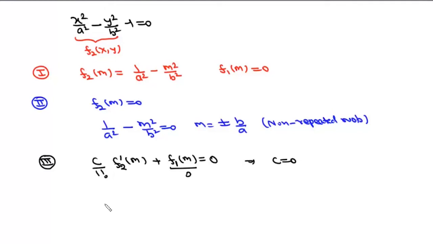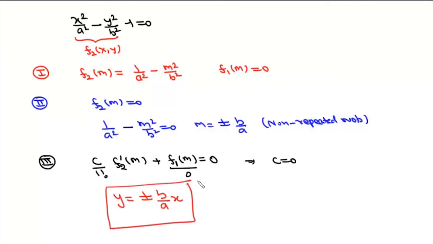So for this hyperbola, the equation of asymptotes is given by y equals mx plus c. So it will be y equals plus minus b upon a times x, and plus c, which is 0. So this is how we find the asymptotes of a hyperbola.